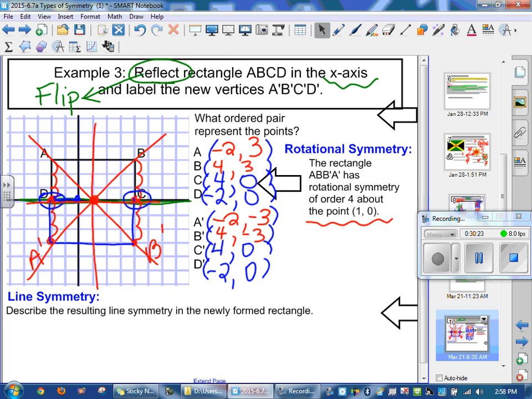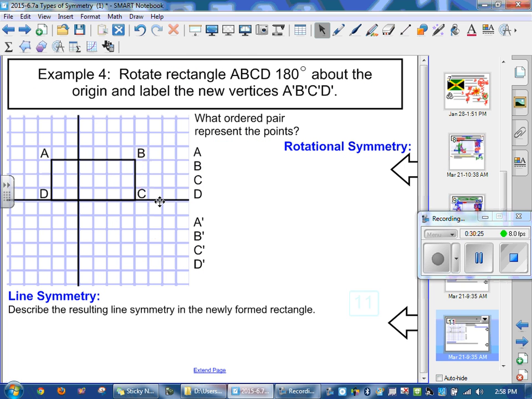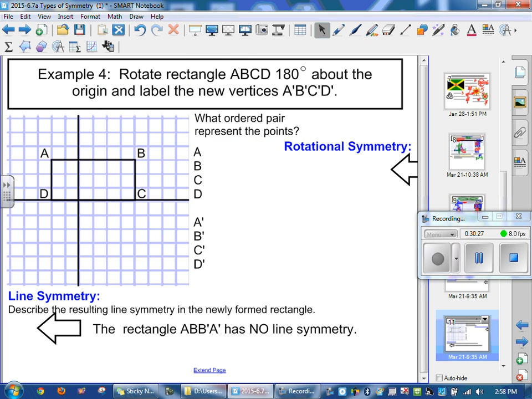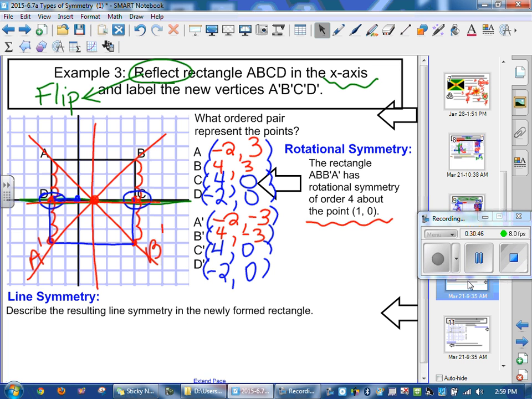Let's move him back. So, is there symmetry in the new one? Yes, there is symmetry, but it's saying line symmetry. Can I flip it over a line? That is an incorrect answer. Yes, you can. You went to number 4. Oh, I'm on example 4. I'm on the wrong one, aren't I? There's my question.